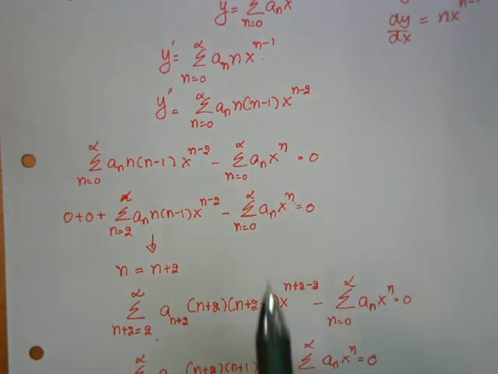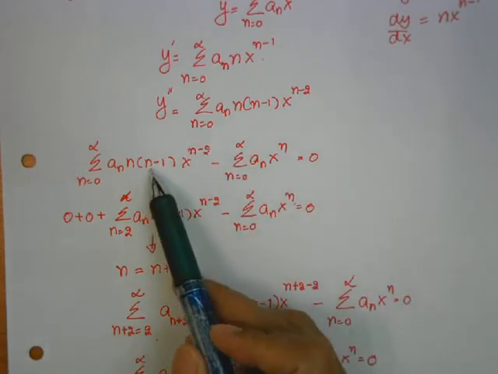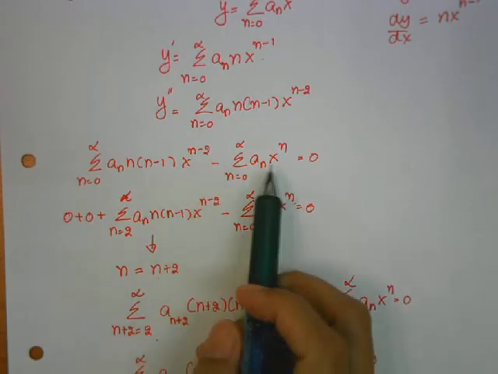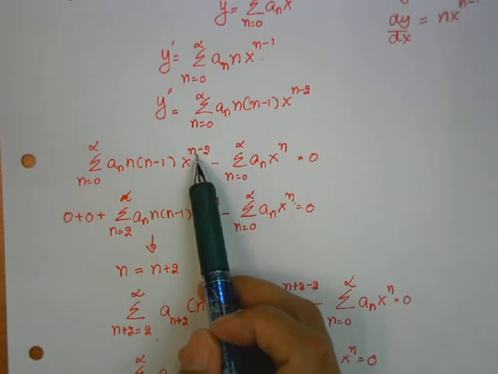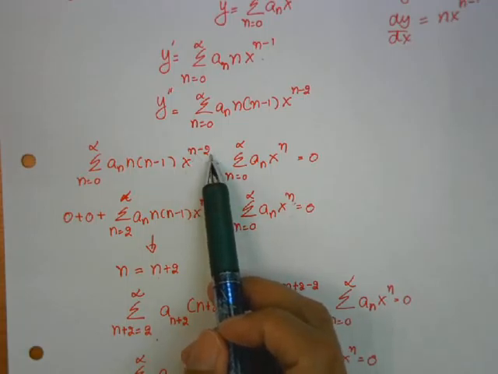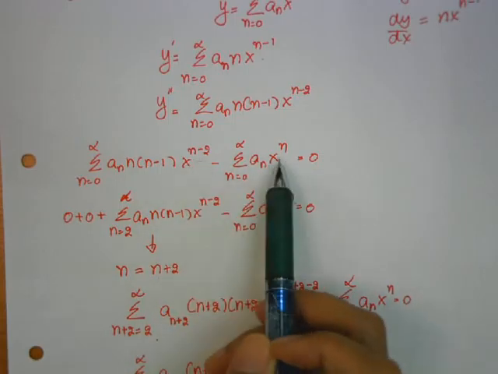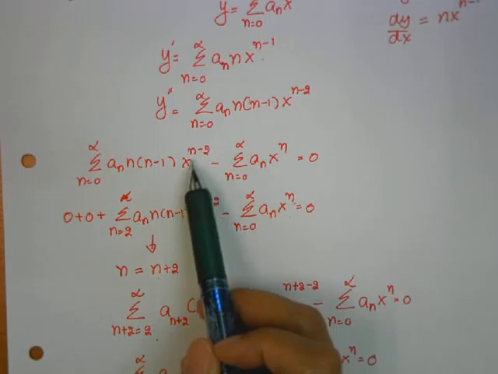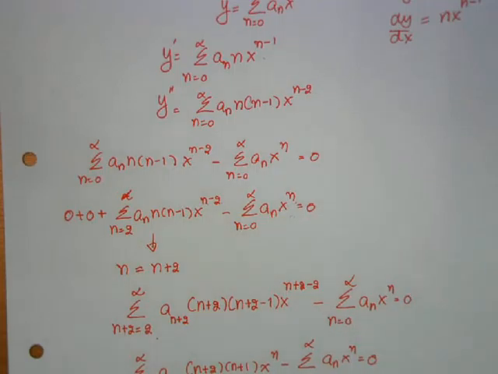Now, you are going to combine these two terms together. But the thing is that this x is to the power n minus 2, but this x is to the power n. You cannot add them together. You're going to add them whenever you have the same power of x, right?